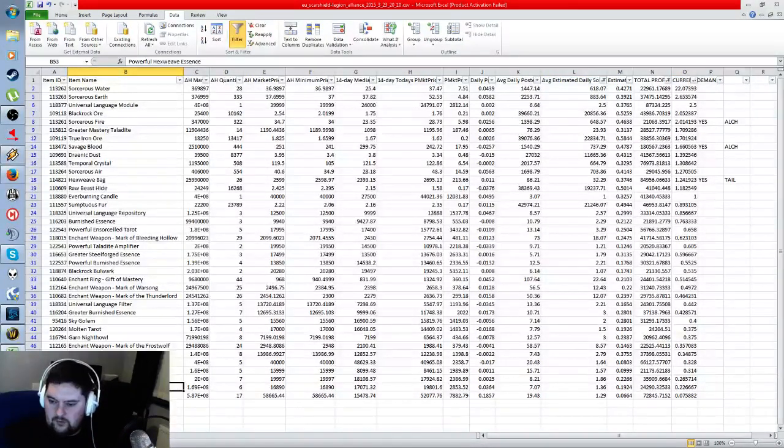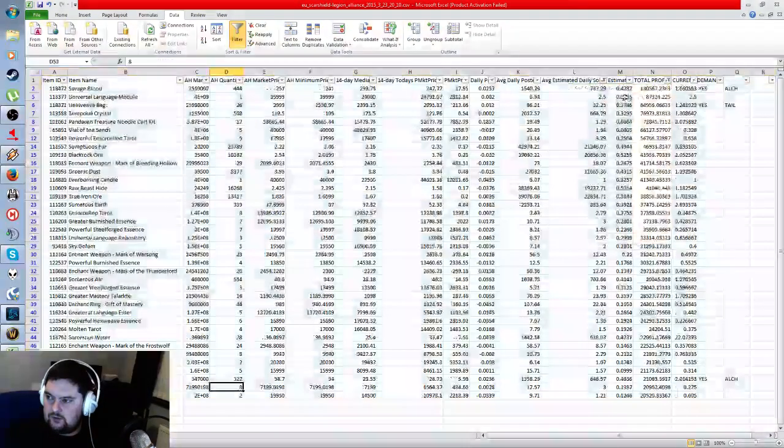The same with these Powerful Hexweave Essence. I could do those if I wanted to, but at the same token, there's 6 in the auction house just now, and only 1 sells. Unless I know someone in trade that's willing to buy one of those, I'm not going to bother listing it on the auction house, because the chances of me selling that when there's 6 other people probably reposting all the time to get the sale makes it difficult. So that's how I go about finding what sells best.